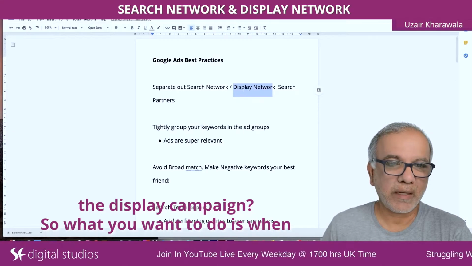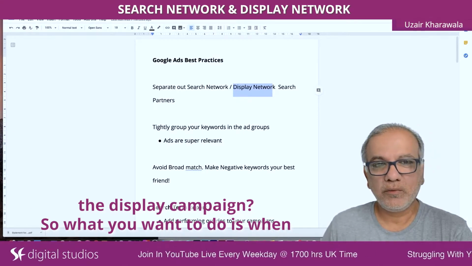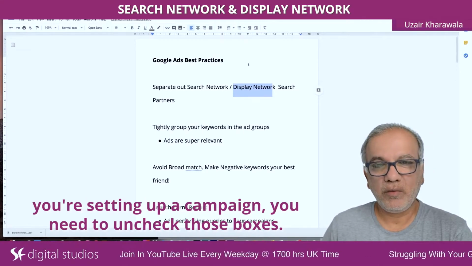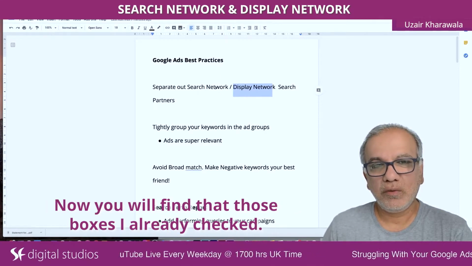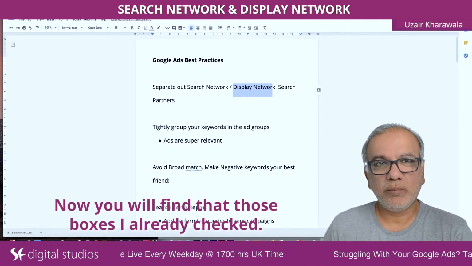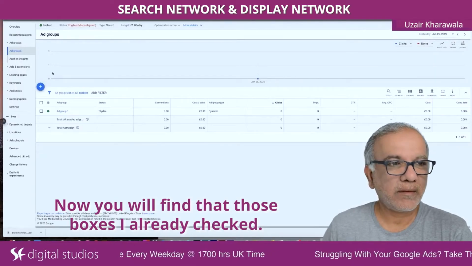your ads on the display campaign. So what you want to do is, when you're setting up a campaign, you need to just uncheck those boxes. Now, you will find that those boxes are already checked.